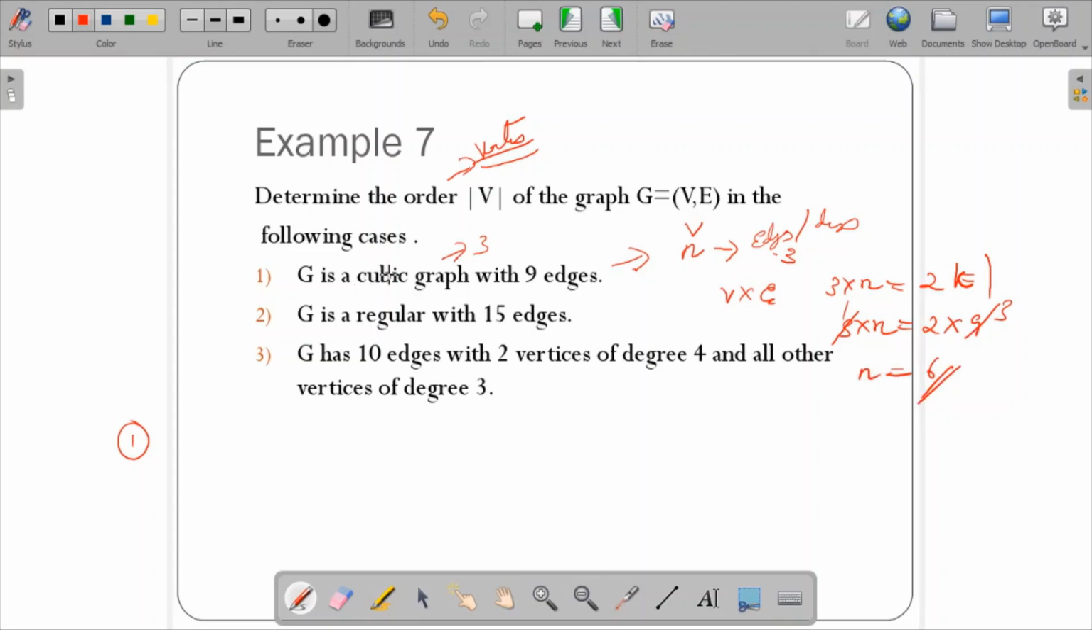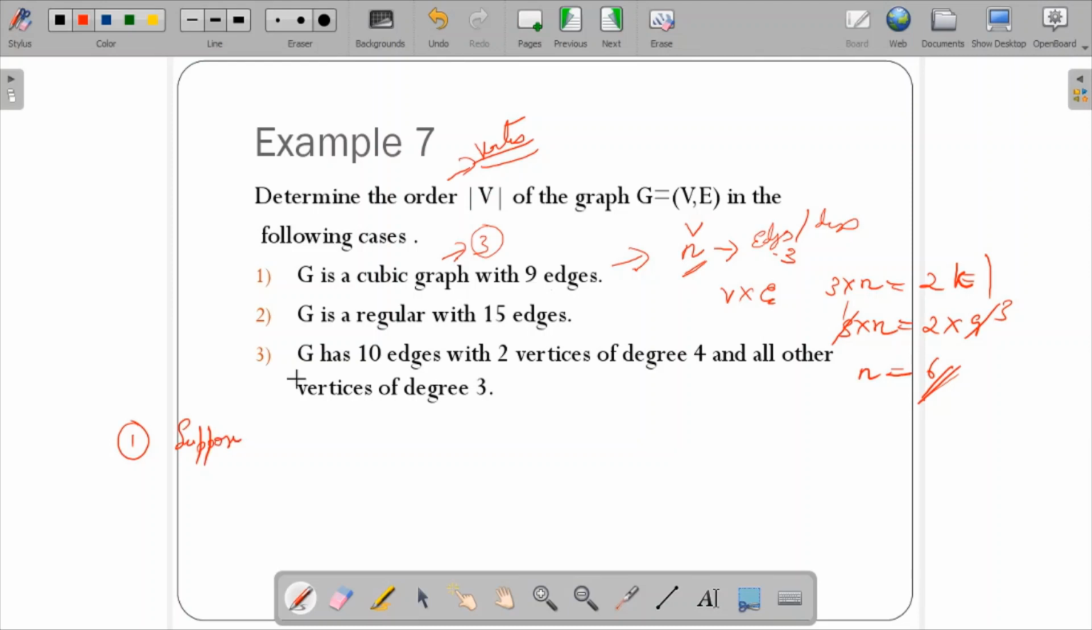So this is regarding the first. Let us write down the solution. I hope it's clear. If it is a cubic graph, each vertex has degree 3 and we don't know the number of vertices, so I took it as n. Using the handshaking property, the summation of the degrees, n vertices into 3, will give you twice the number of edges. With 9 edges, I got the n value as 6. So that is the solution. Just write it down.